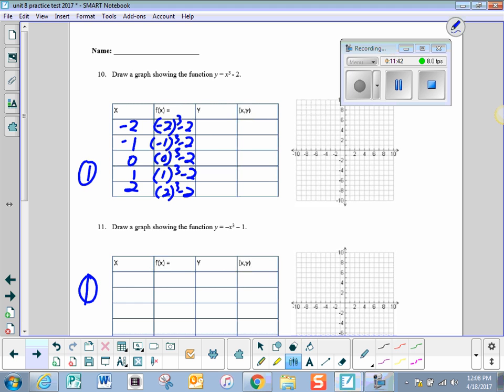Okay, negative 8 minus 2, negative 10. Negative 1 minus 2, negative 3. 0 minus 2, negative 2. Girls, be quiet please. 1 minus 2, negative 1. 8 minus 2 is 6. So we have negative 2, negative 10. Negative 1, negative 3. 0, negative 2. 1, negative 1. 2, 6.